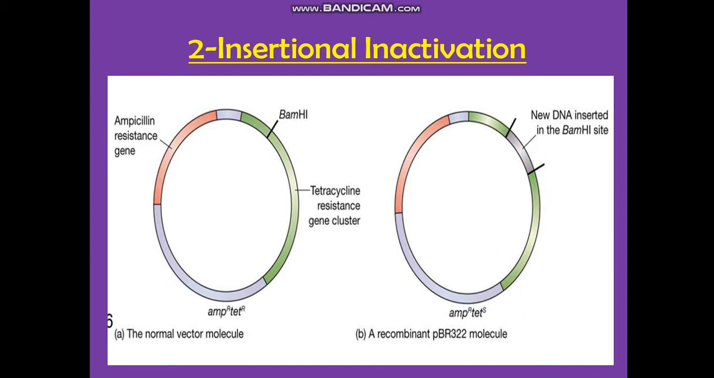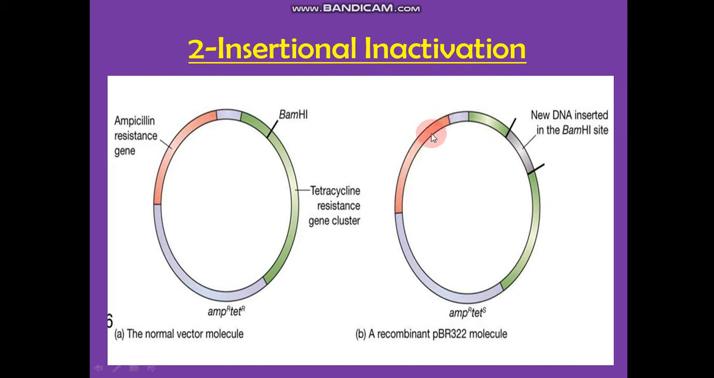Now what we have done, we have to introduce some marker, some kind of signal in that particular vector. We have introduced something in the tetracycline resistant gene, for example. And what is that something? That something is the new DNA, that is the gene of interest. We are incorporating the gene of interest into this tetracycline resistant gene itself. See in this recombinant structure.